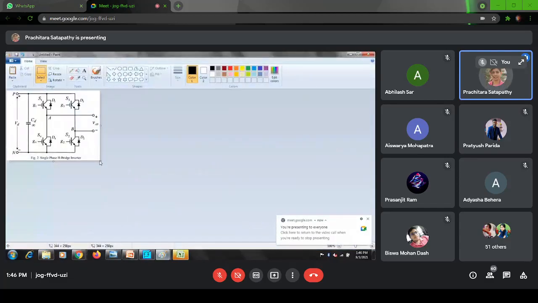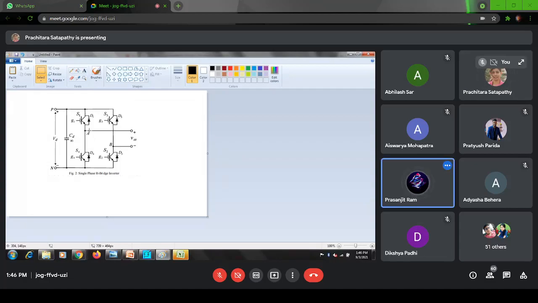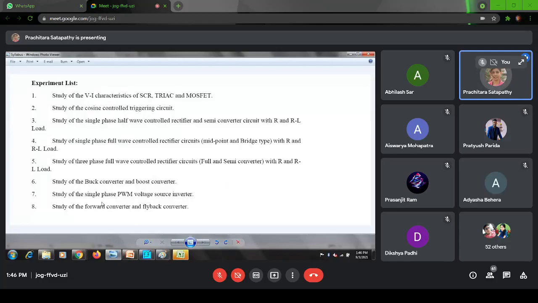So inverter converts what? DC to AC. Yes or no? Inverter is the opposite of rectifier. Yes or no? Yes, ma'am. This picture is visible to all? So here in your syllabus only single phase inverter is there. Single phase voltage source inverter is there. So we'll study single phase, three phase we will not study.